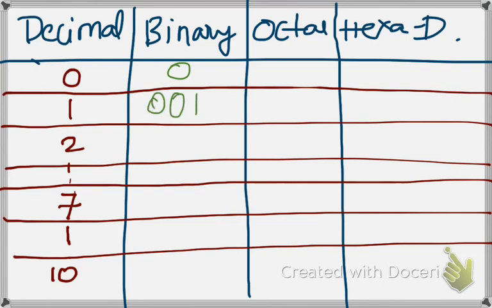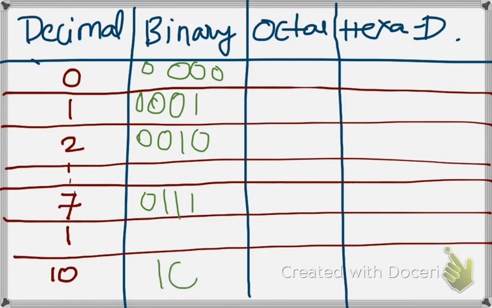Let me take 4-digit binary numbers. 4 or 3, it's not going to change the meaning. It's not going to change the value. And 2 in binary is... And I'm leaving a blank and I'm writing 7 again. And 7 is 0111. And 10 is 1010.